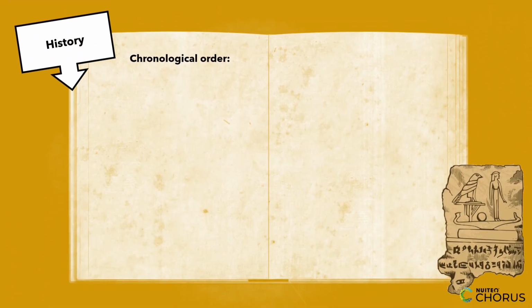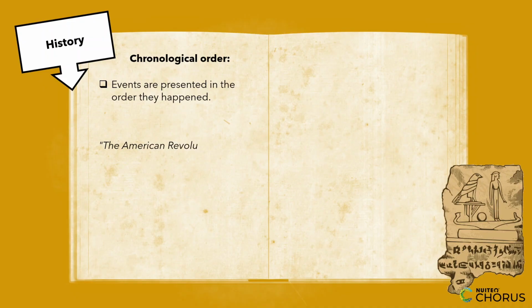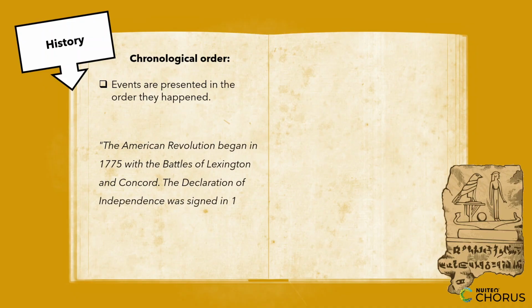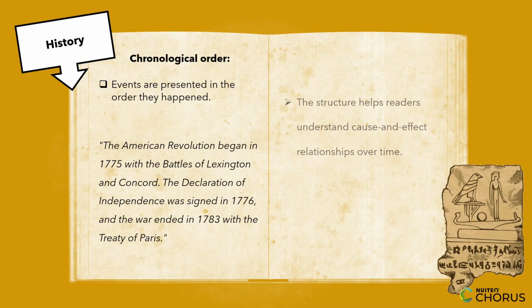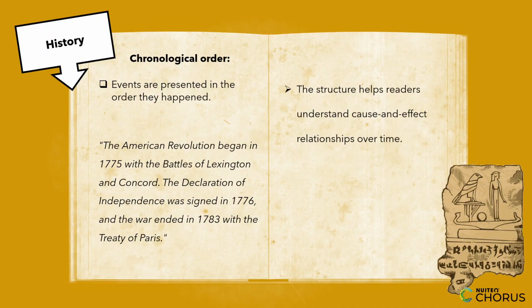In a history textbook, events are often written in chronological order, meaning they're presented in the order they happened. Let's look at an excerpt. The American Revolution began in 1775 with the battles of Lexington and Concord. The Declaration of Independence was signed in 1776, and the war ended in 1783 with the Treaty of Paris. Why does this structure work? It helps readers understand cause and effect relationships over time. It allows events to build on each other logically.